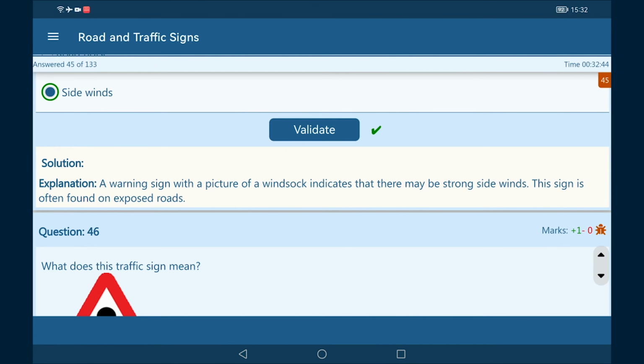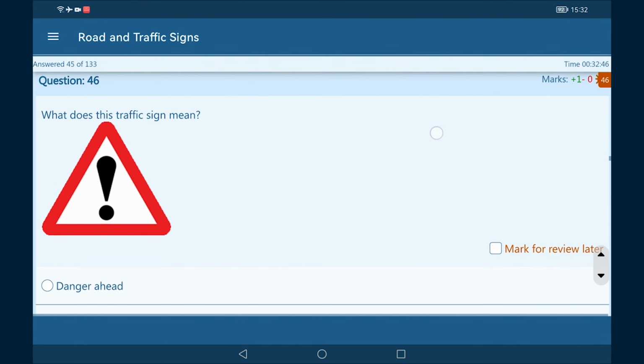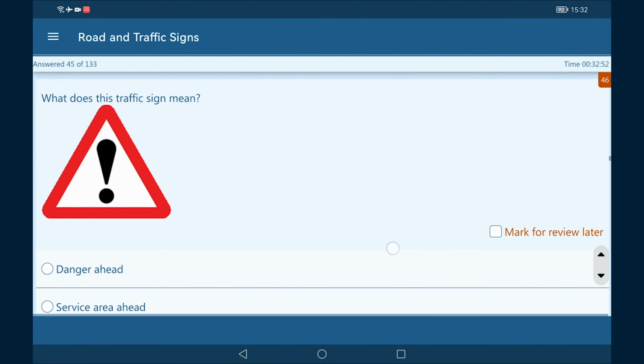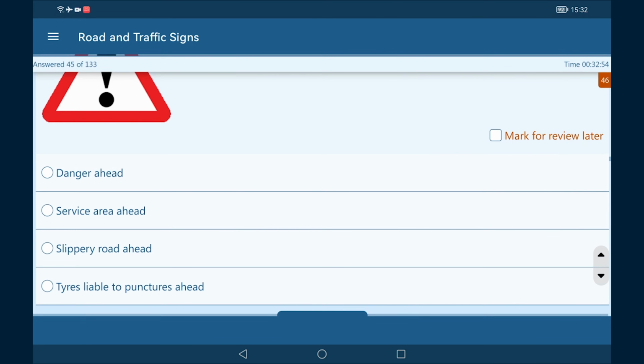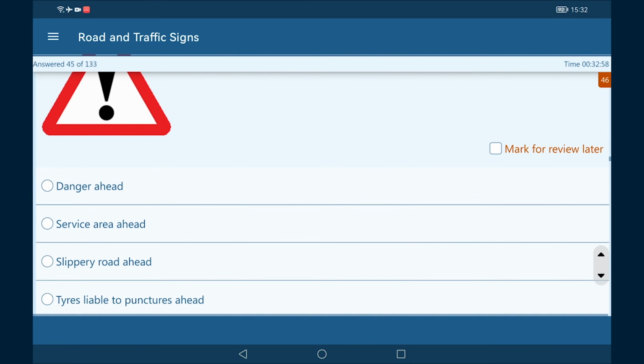Question 46. What does this traffic sign mean? Option 1, danger ahead. Option 2, service area ahead. Option 3, slippery road ahead. Option 4, tires liable to punctures ahead. The correct answer is Option 1, that is, danger ahead.